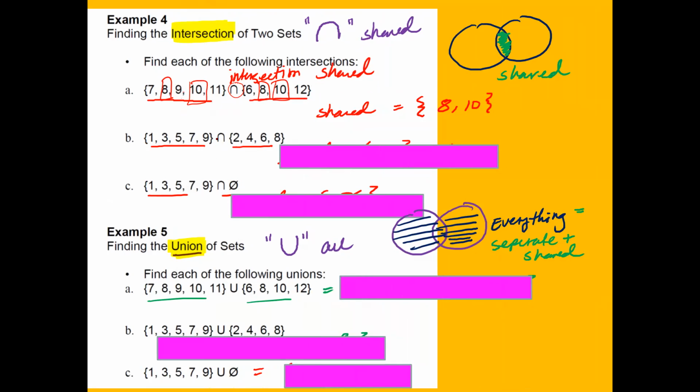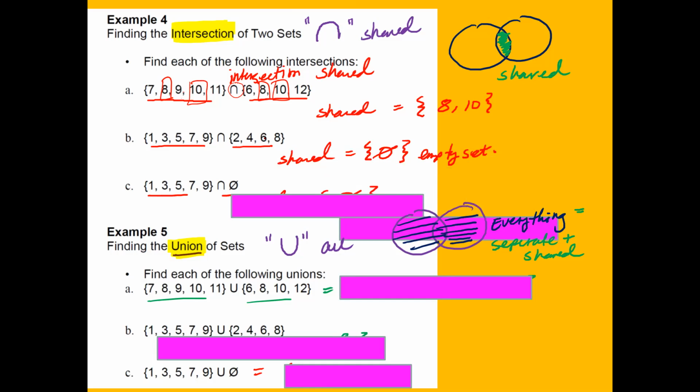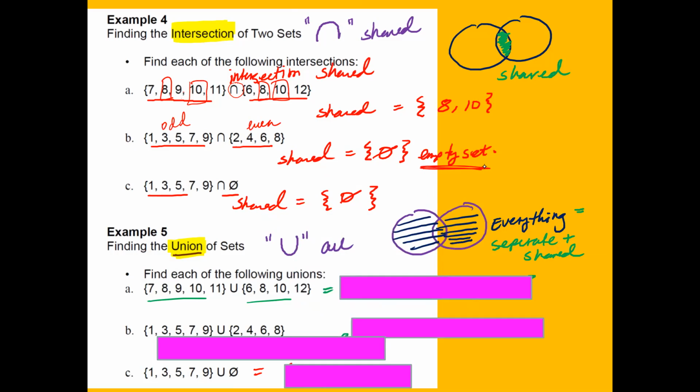B, what is the intersection of these two sets? What do they share? Well, if you look at it, there's nothing that they share. The first set has 1, 3, 5, 7, 9. The second one has 2, 4, 6, 8. You have odd numbers and even numbers. There is no commonality, so your answer is an empty set. C, what do they share? Nothing, empty set.